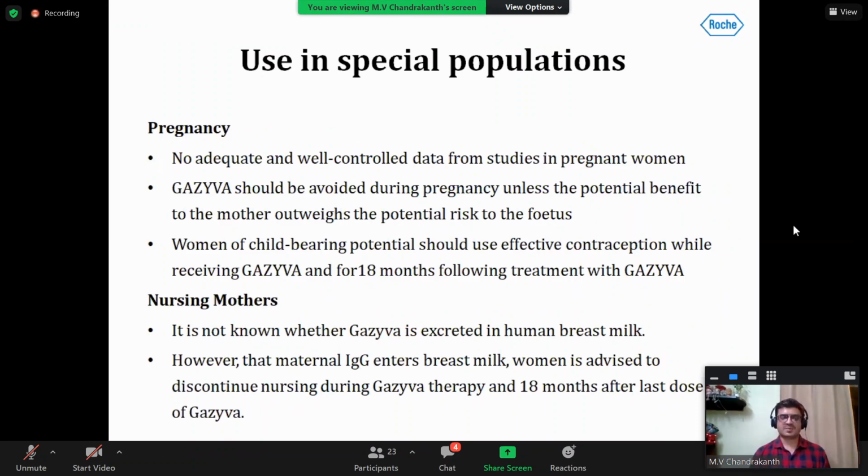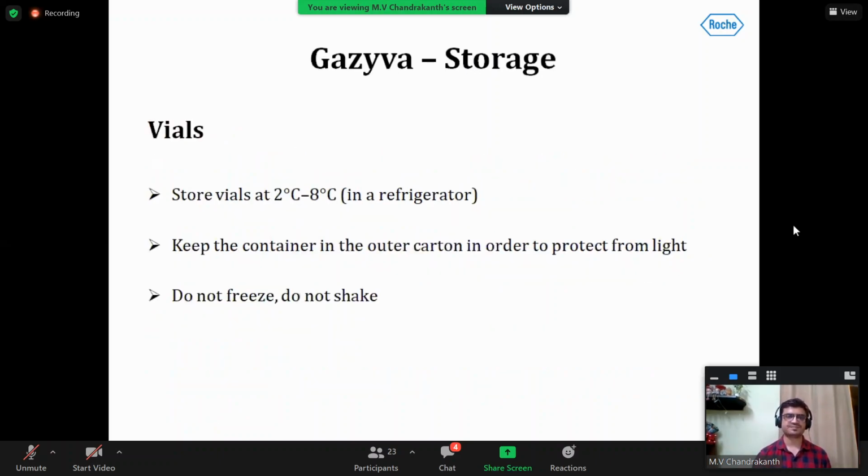So in special populations, we have limited data, especially in pregnancy and in nursing mothers. We don't have sufficient data, but it is not recommended in pregnant women unless the risk of lymphoma outweighs that to the child. Then we have to give obinutuzumab. Similarly, in nursing mothers, we do not recommend nursing or breastfeeding during Gazyva infusion.